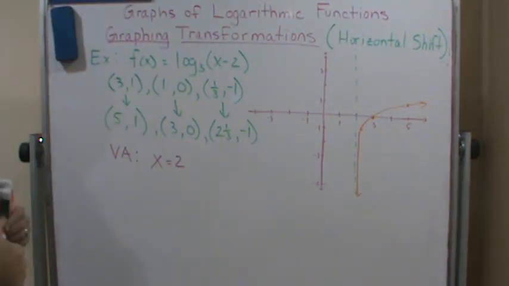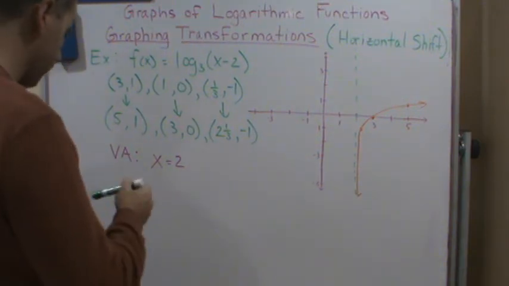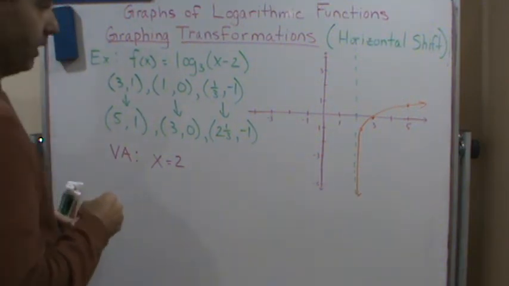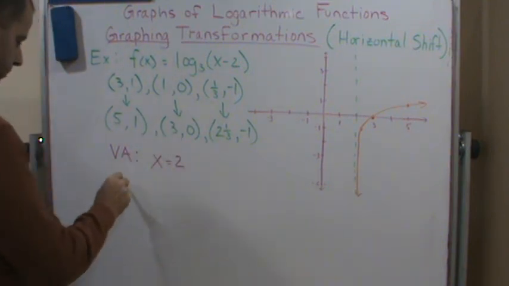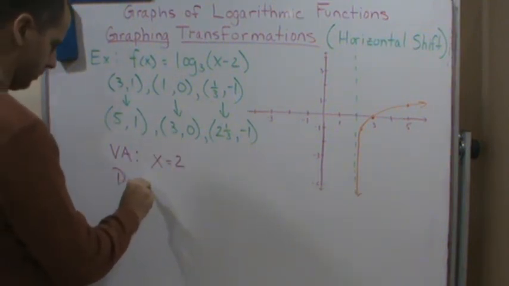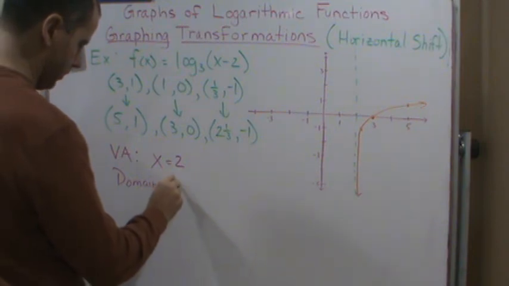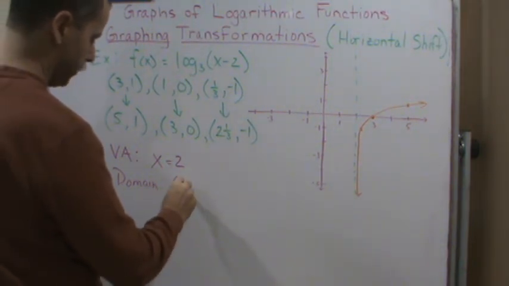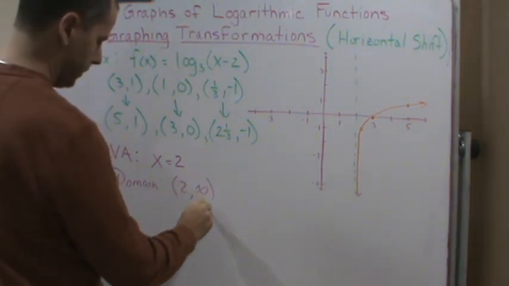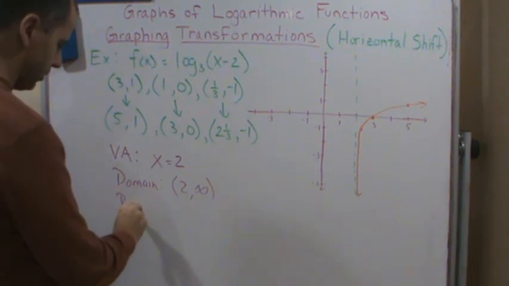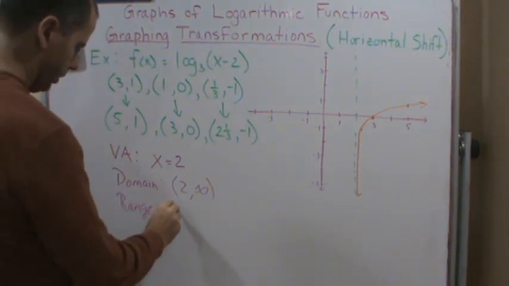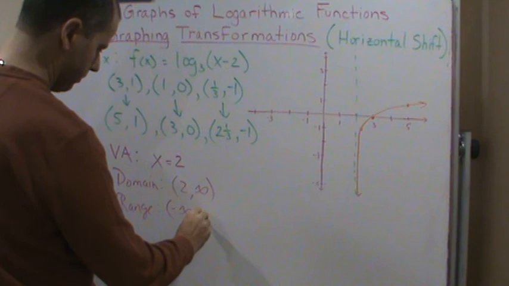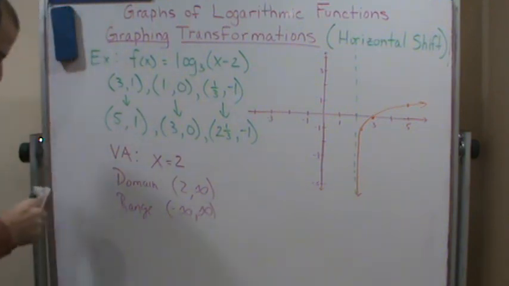Now, what's the domain? Well, the domain of this function is what? It's going to be from 2 to positive infinity, and the range is all real numbers, negative infinity to positive infinity.